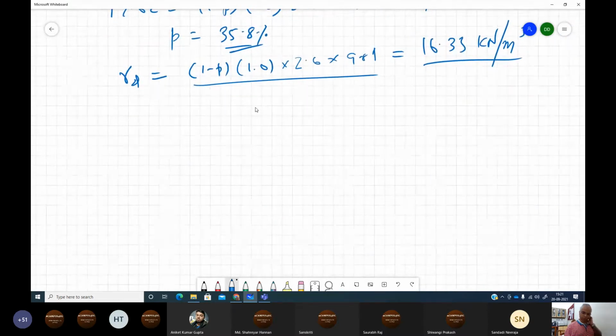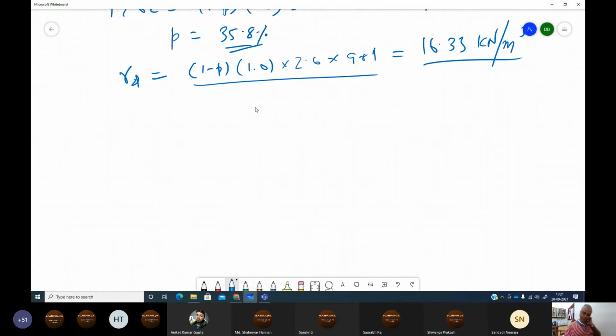Okay. Second problem from the book itself. I'm doing it from the book. A dry sandstone sample of diameter 22 mm, length 35 mm, and weight 30 gram.